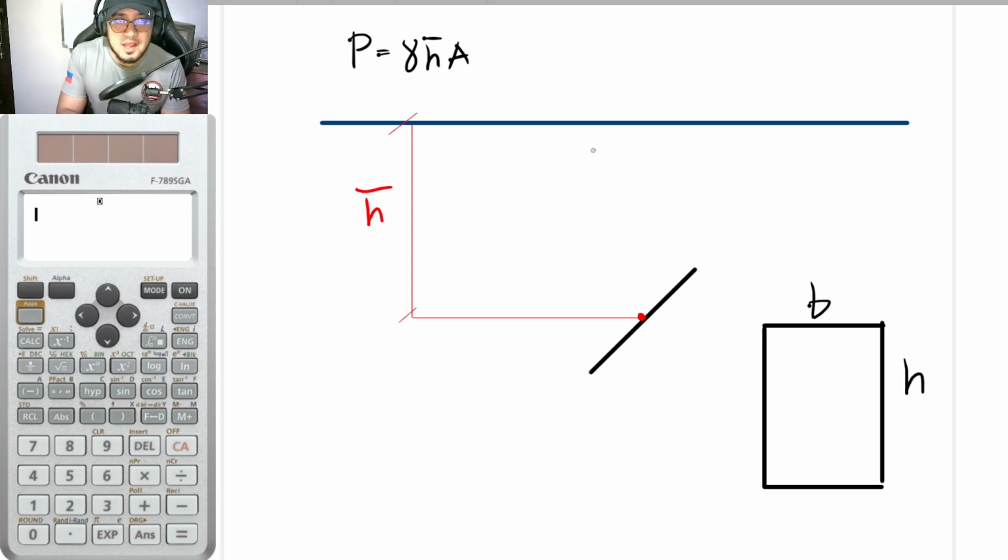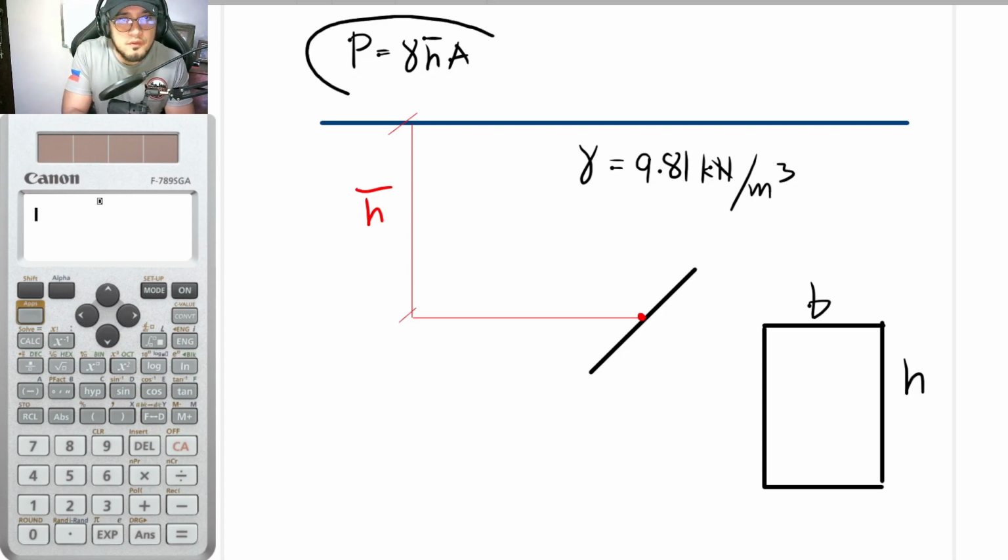And of course, you need to know the property of this particular fluid. Let's say that this is fresh water. We can conclude that our gamma, or our unit weight, is equal to 9.81 kilonewtons per cubic meter. With that, we can now solve for the pressure P. Actually, that is force P, I should say.